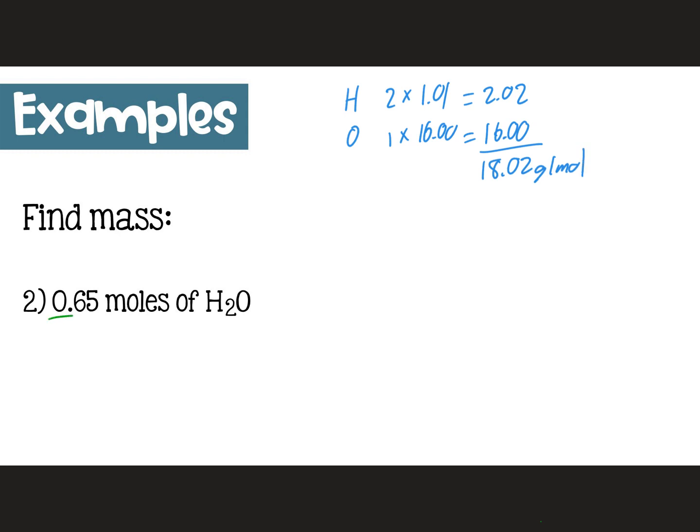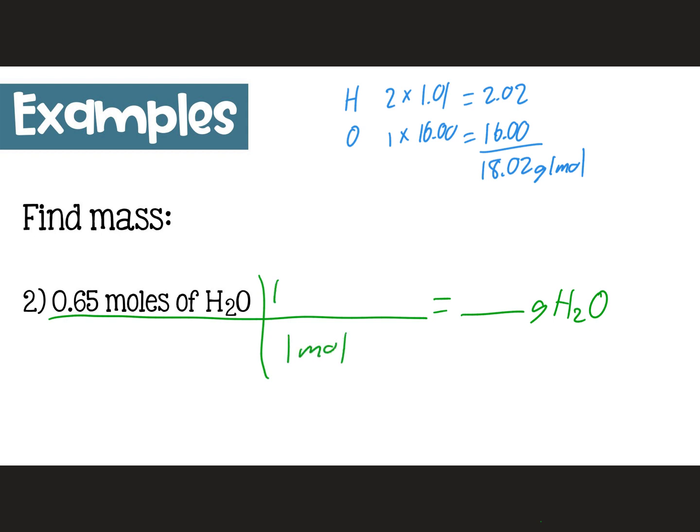Now we're going to set up our equation. We have 0.65 moles of H2O and we are looking for grams of H2O. So we are going to put moles of H2O on bottom and grams on top. So 0.65 times 18.02 gives us a mass of 11.713 or 11.7 grams.